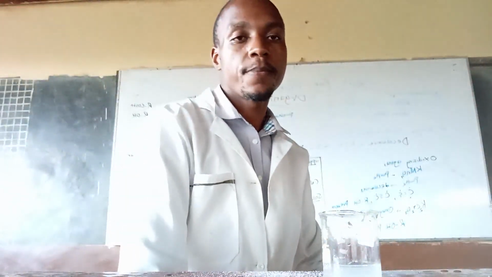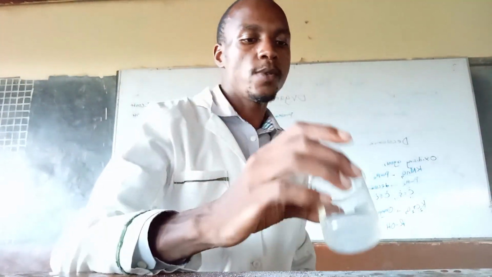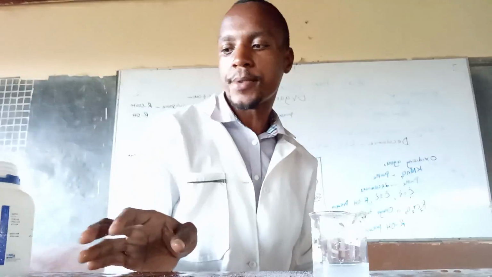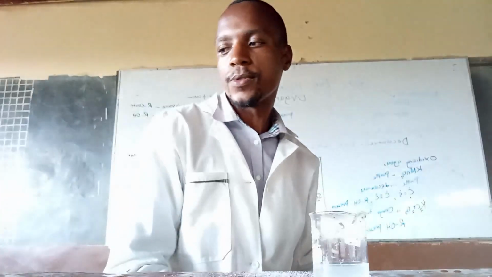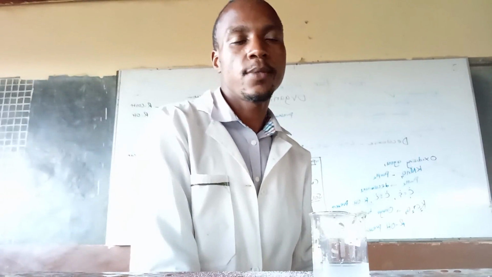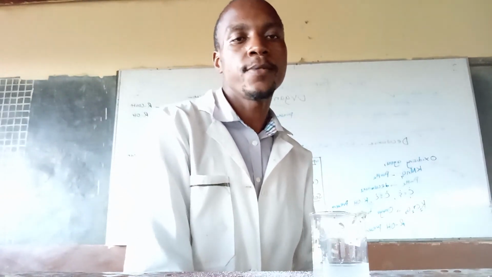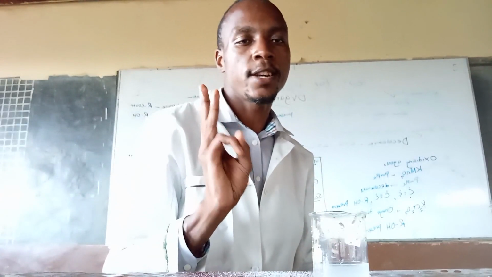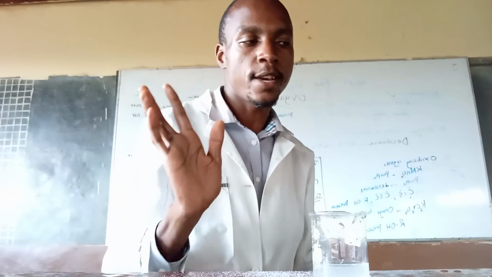Tests for the presence of anions, continuation. We still want to understand what is in this chemical. This time, we are not using barium nitrate, we will use lead nitrate. Lead nitrate will always test for 4 anions: sulfates, sulfites, chlorides, and carbonate ions.